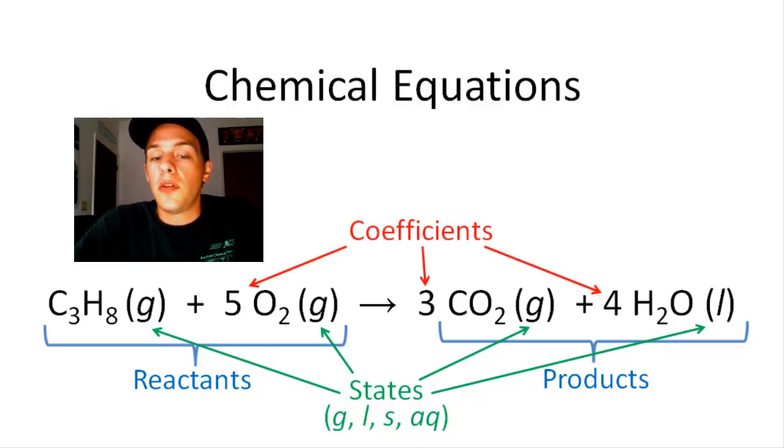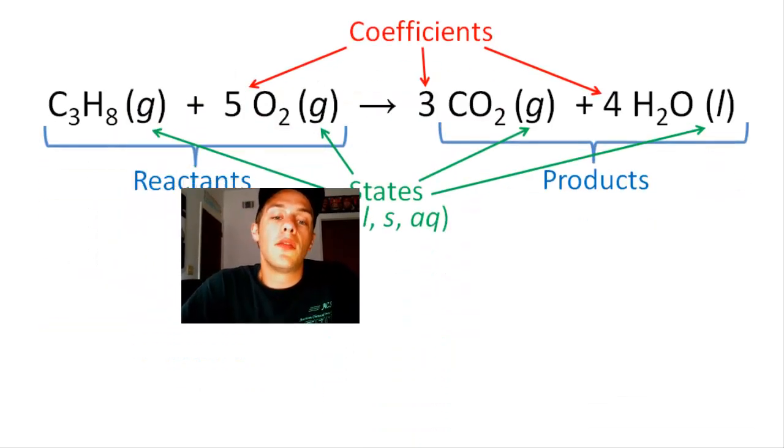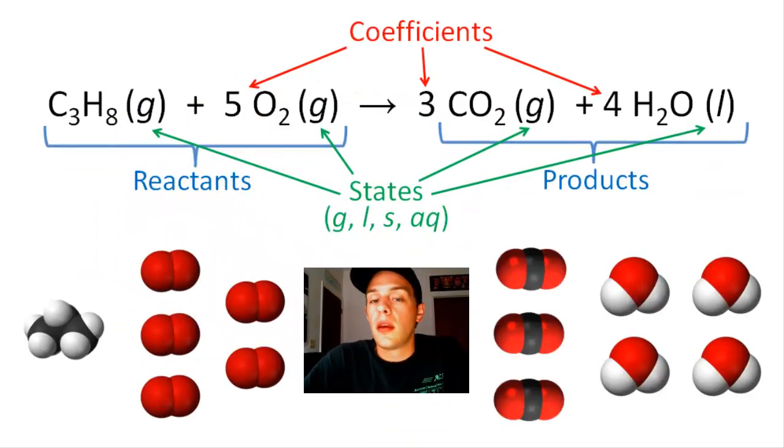What the coefficients do is allow us to balance the chemical equation so that the atoms of each element are equal on the left-hand side and on the right-hand side of the equation. With these coefficients, we haven't changed the type of atoms or molecules. Instead, we've changed the number of atoms or molecules in the chemical equation. This gives us a better feel for what's going on, and we can look at this visually and see exactly what we start with and what we end with.